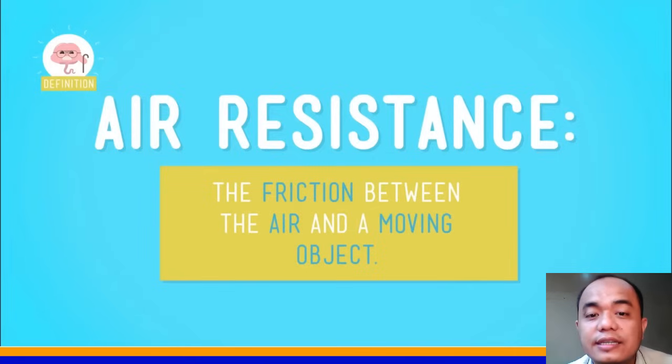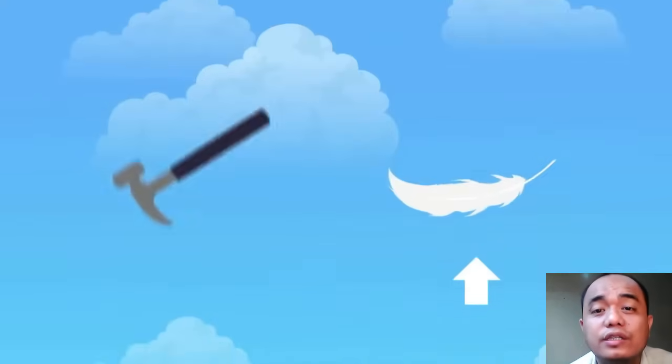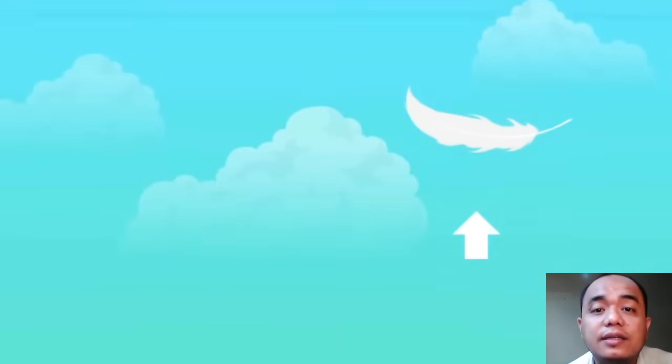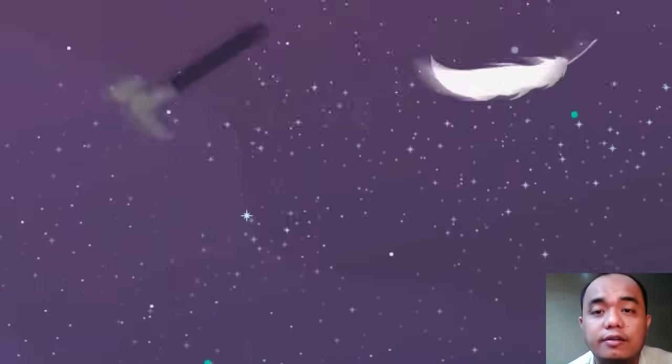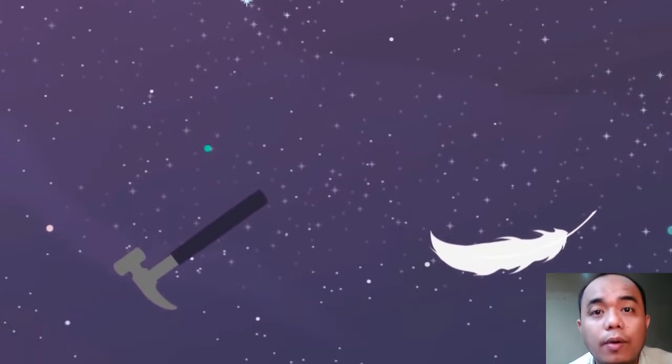This air resistance is the friction between the air and a moving object. On Earth, class, the feather has more air resistance compared to the hammer. This makes it fall slowly towards the ground. Since the moon almost has no air resistance, the two fell at the same time. Let's see this video clip for you to understand it better.